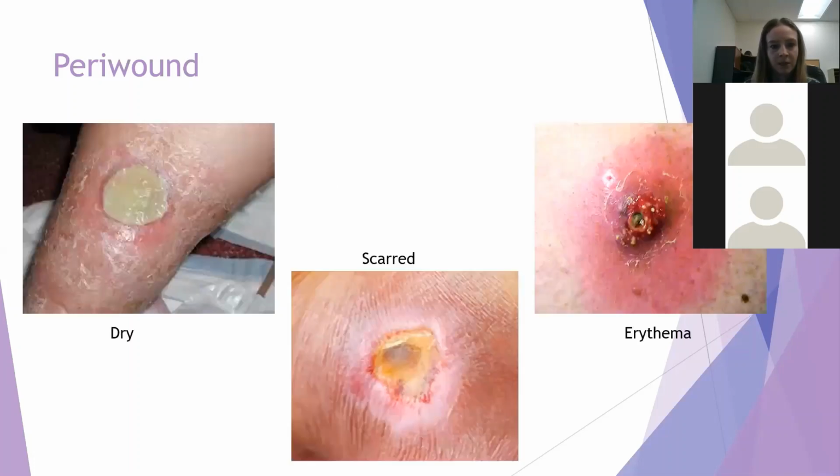I have a picture of them. We have the dry periwound. You'll have the scarred periwound at the bottom, and then to the right, the surrounding erythema.